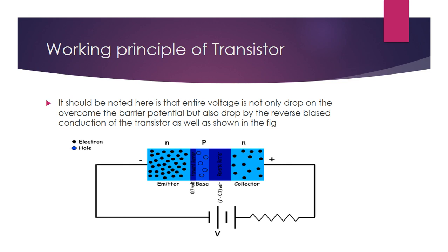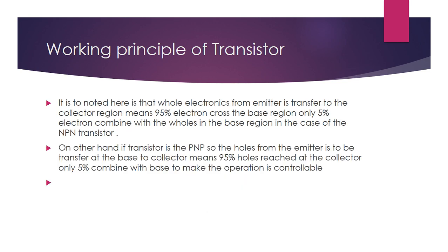Now we have the collector region and a P region. We already discussed that this region is a reverse bias region. So to overcome this region, we apply a higher voltage. This means we have two kinds of voltage drop, one in the forward bias condition and the other in the reverse bias condition. Okay, now it's noted.